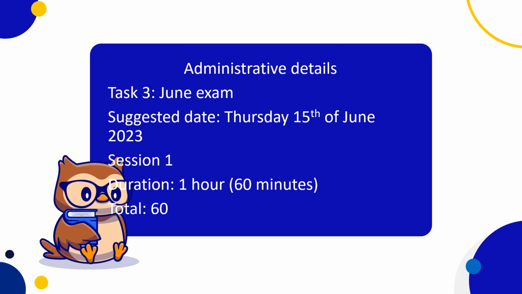This term you will be writing the June examination. Your June exam is task number 3 and your PAT for Term 2 is task number 4. The suggested date for your June exam is Thursday the 15th of June 2023 in session 1, which takes place in the morning. The duration of your exam will be 1 hour or 60 minutes and your exam will count for a total of 60 marks.